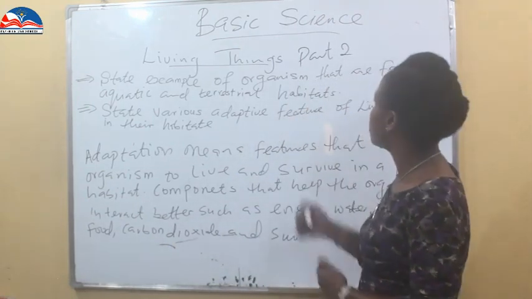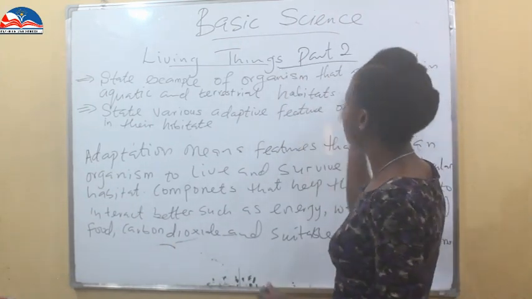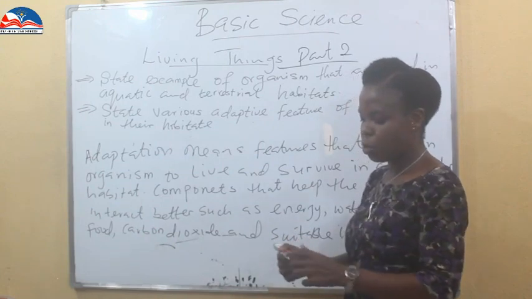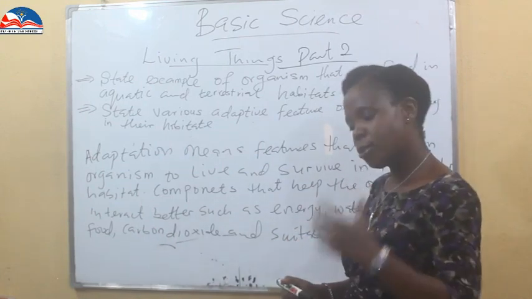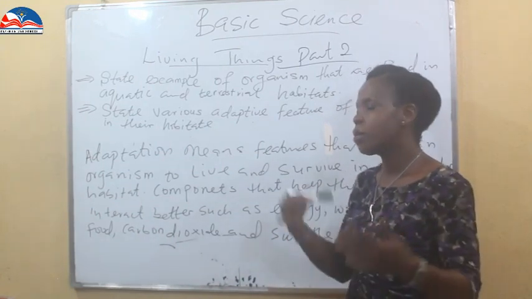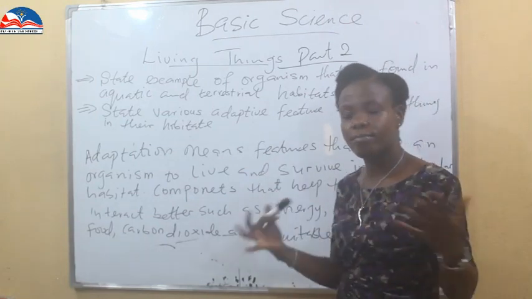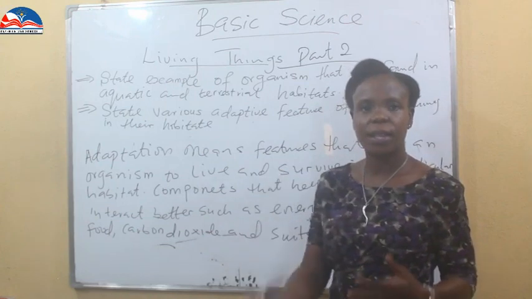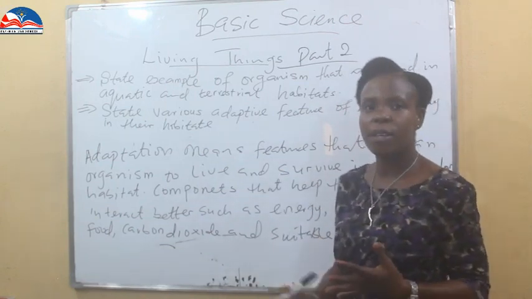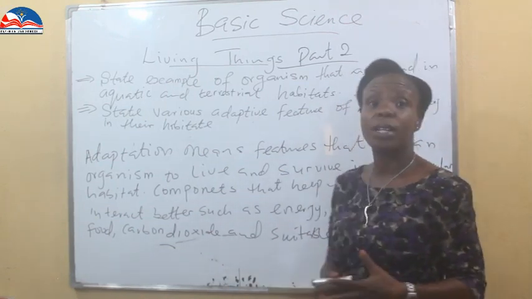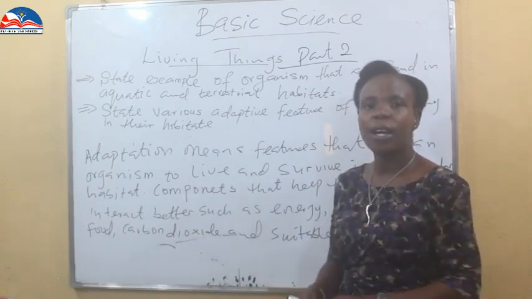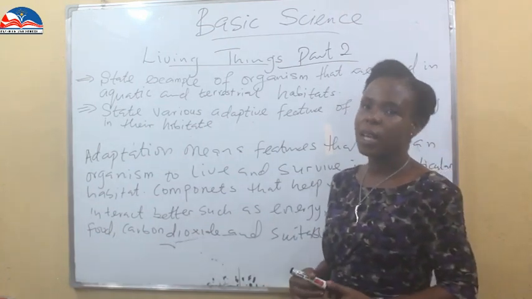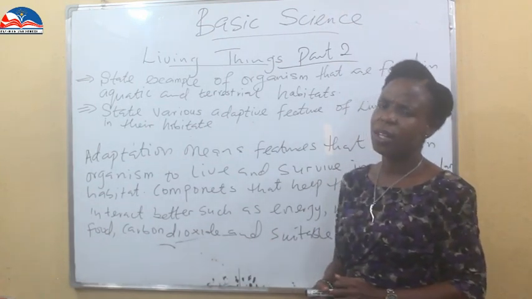So we have come to the end of our class for today, Living Things Part 2. Next class we'll take Living Things Part 3. It's going to take us a while. We've talked about living things, habitats, types of habitats, examples of things that live in the habitat. We've seen what adaptation is. In another class, we'll still talk about other living things and how they exist.